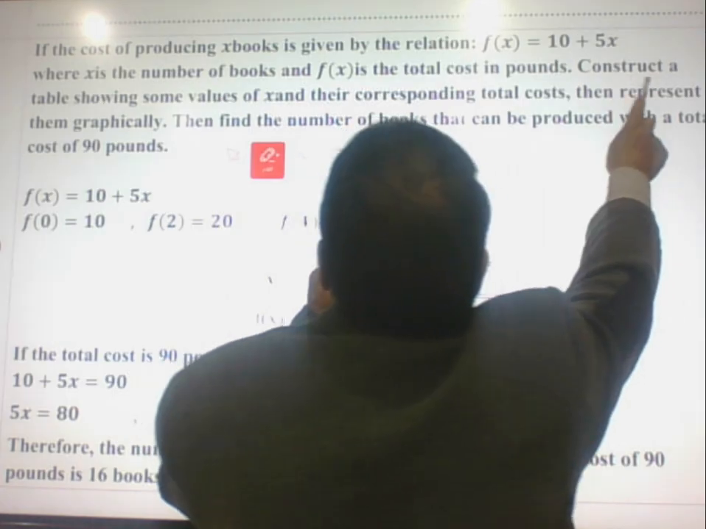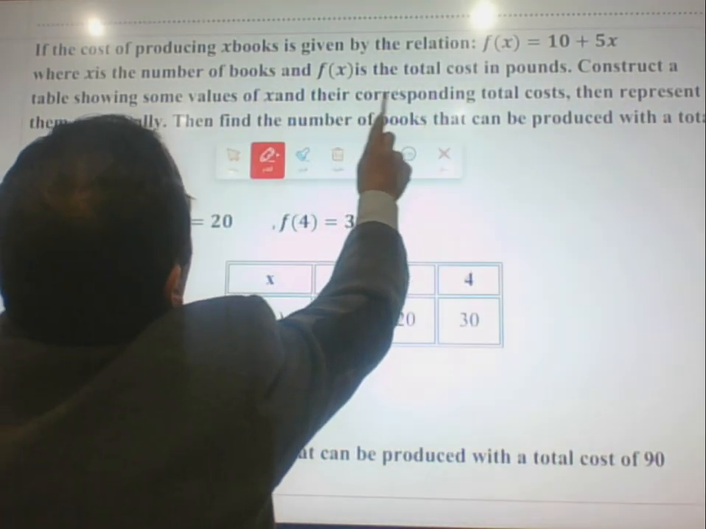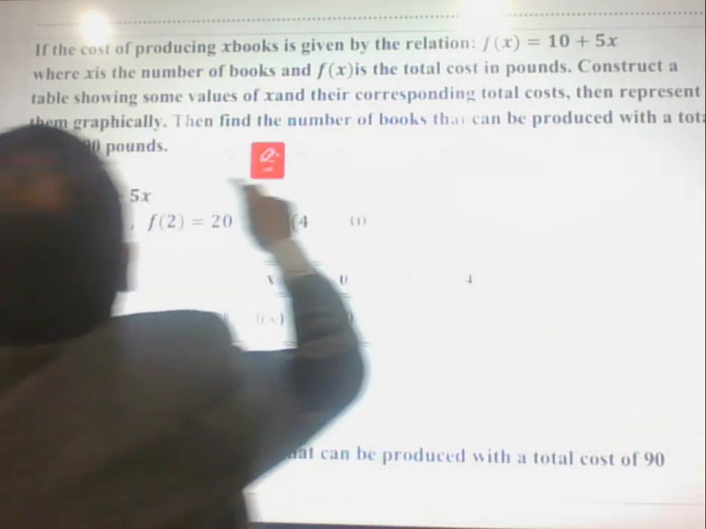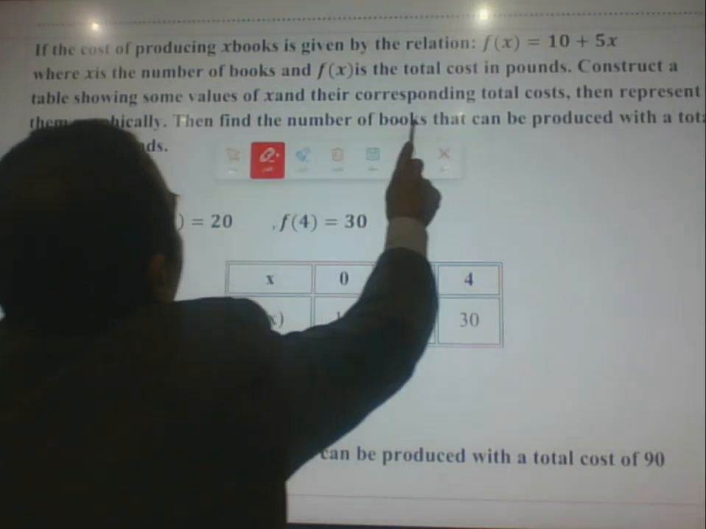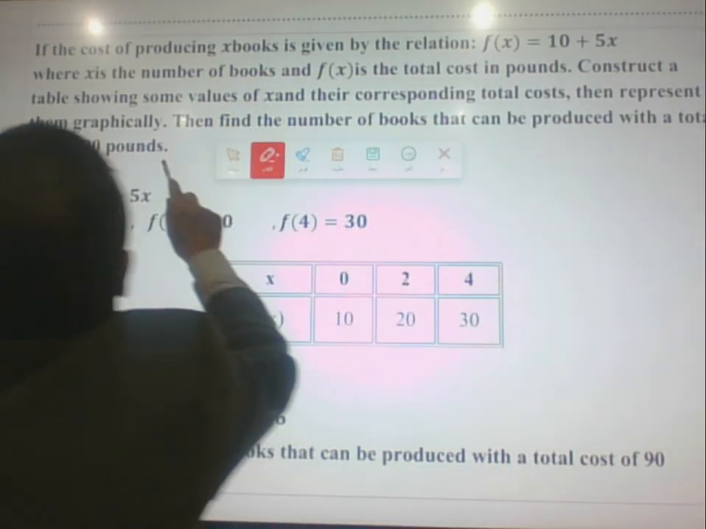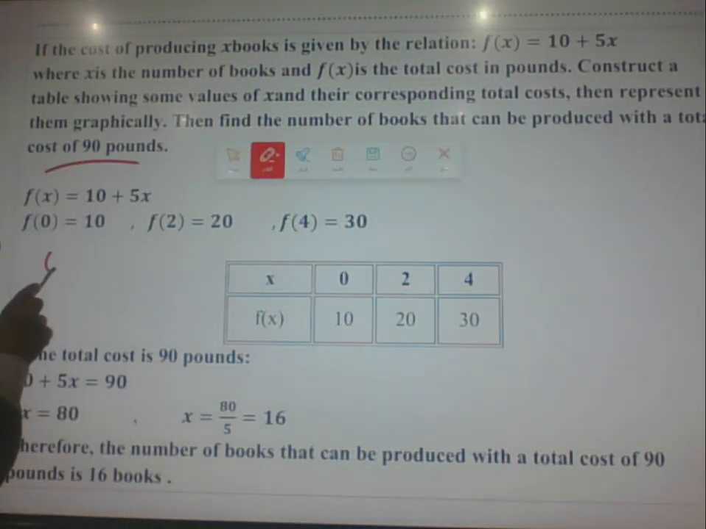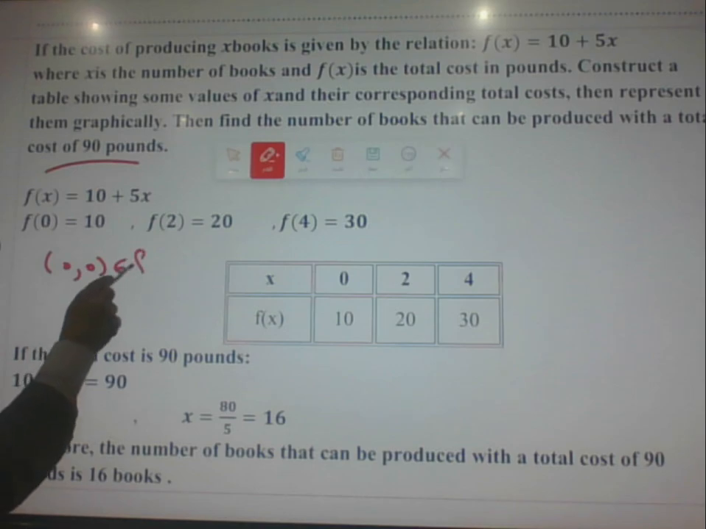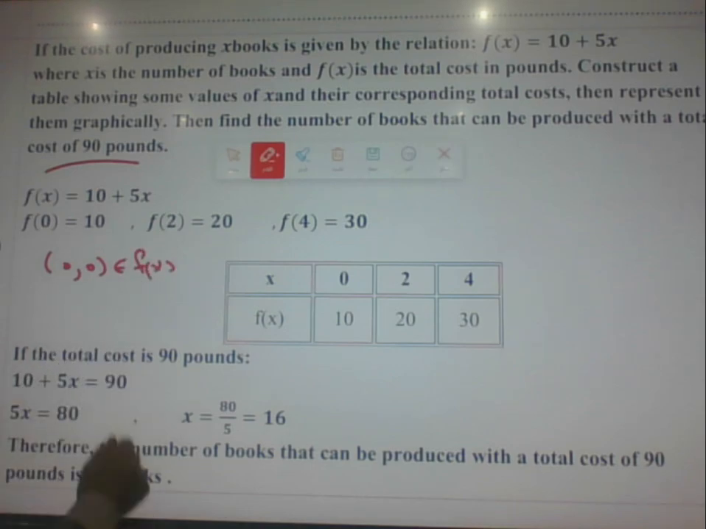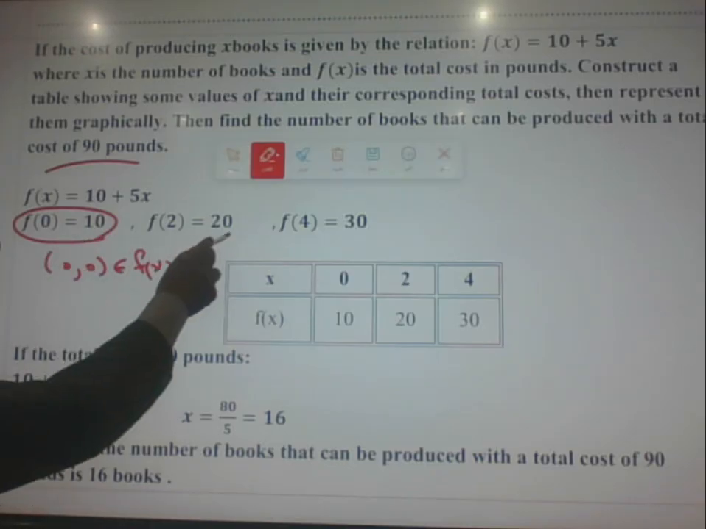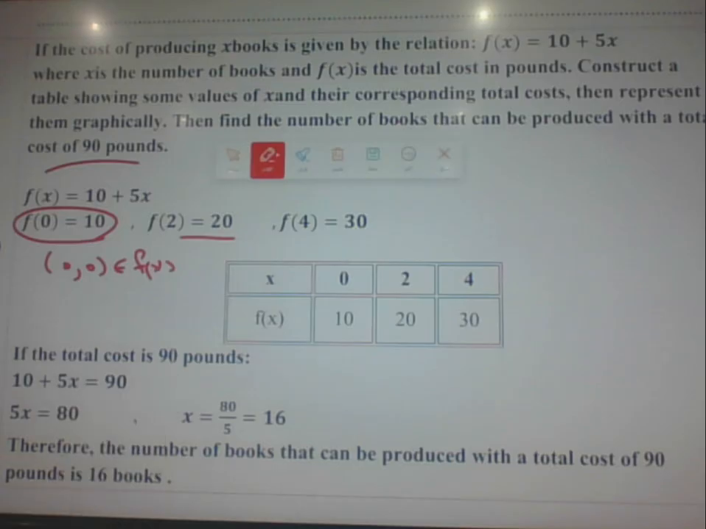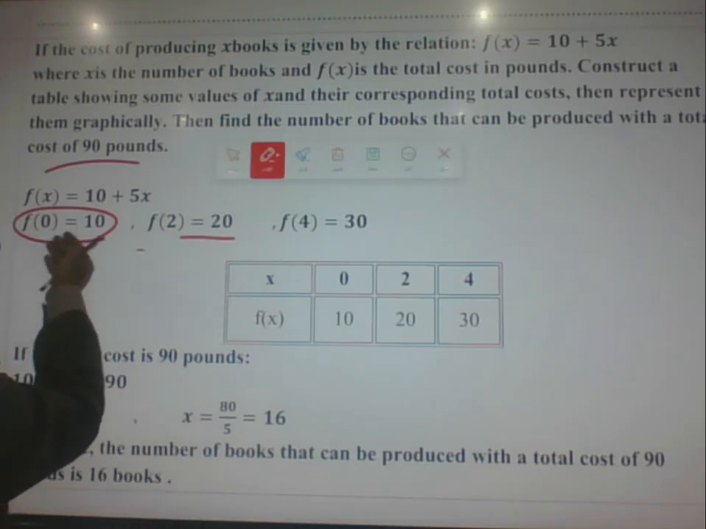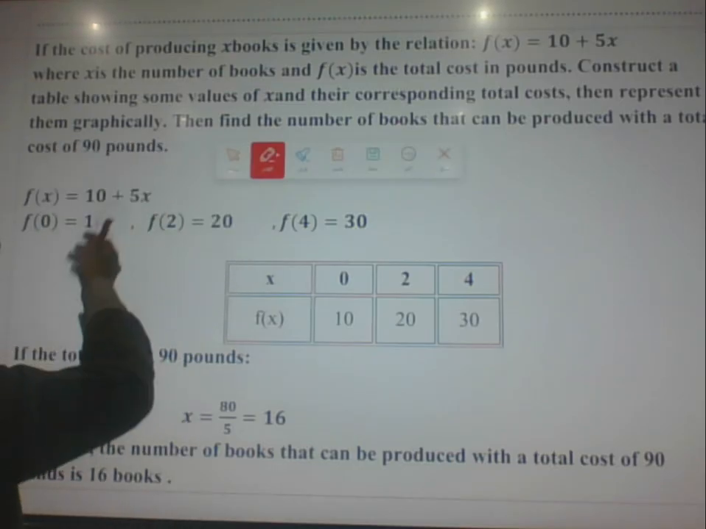He gives me this information: the total cost. Construct a table showing the values and corresponding total costs, represent graphically, then find the number of boxes that can be produced when the total cost is 90. We have the point 0 and 0 belonging to the function f of x. If we put x equals 0, then it will be 0 and 10. It's not a constant function, it's a direct question. Okay, again, it's an easy question.